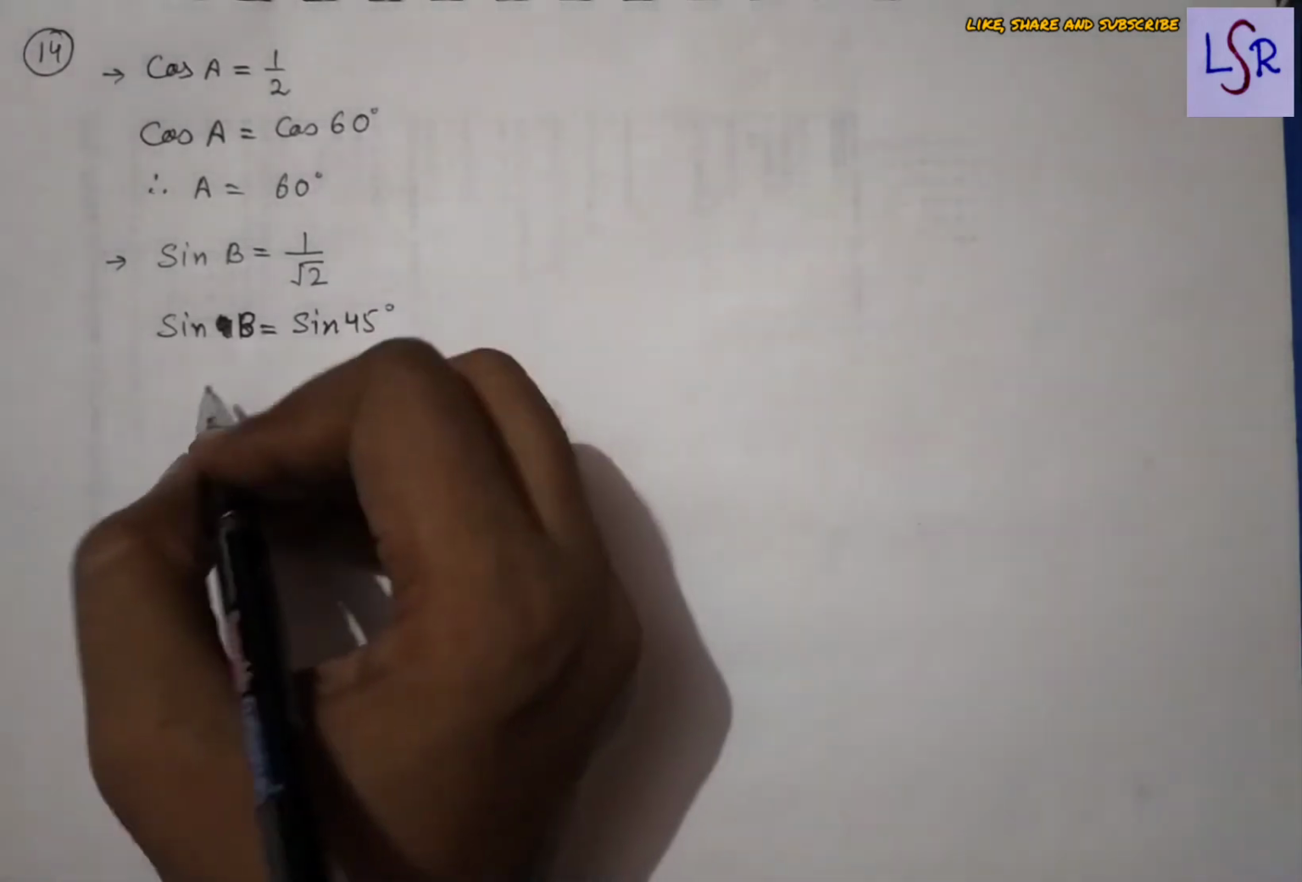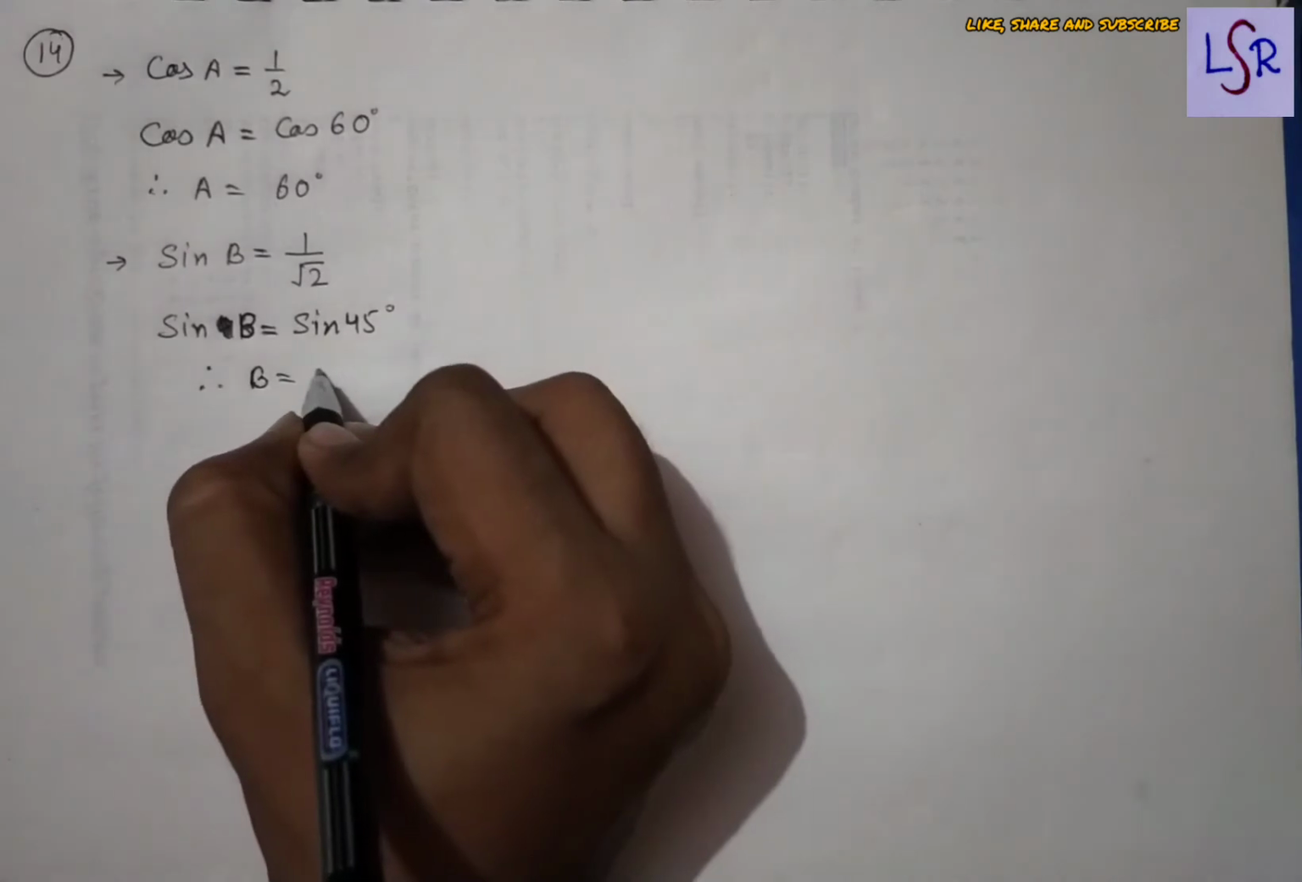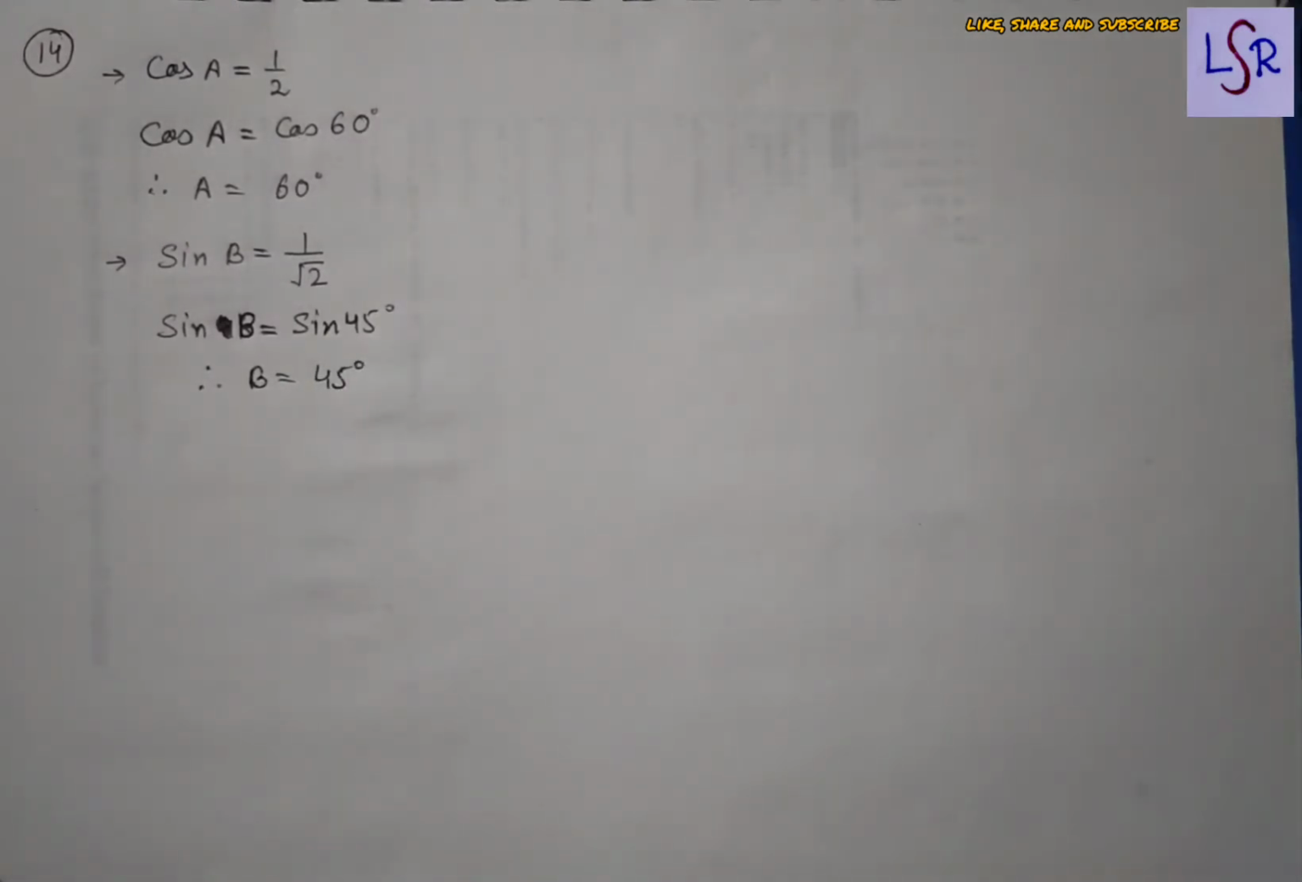Then the next one we have been given sin B equals 1 by root 2, and 1 by root 2 is the value of sin 45. Therefore B equals 45 degree. Now we'll go for the question.